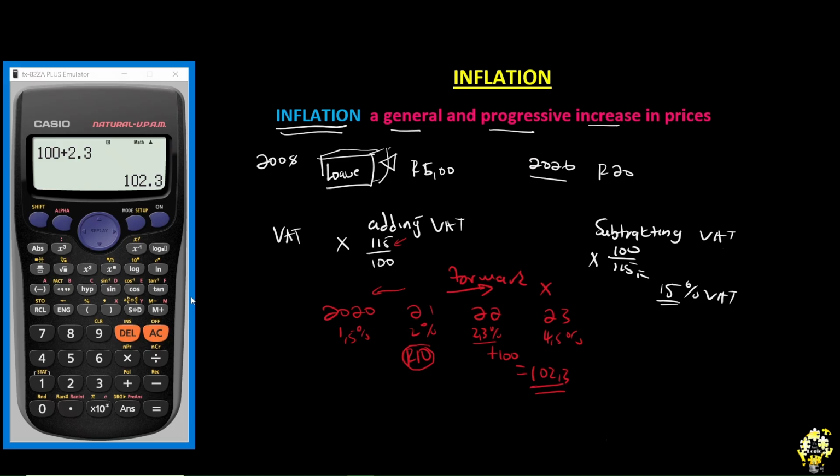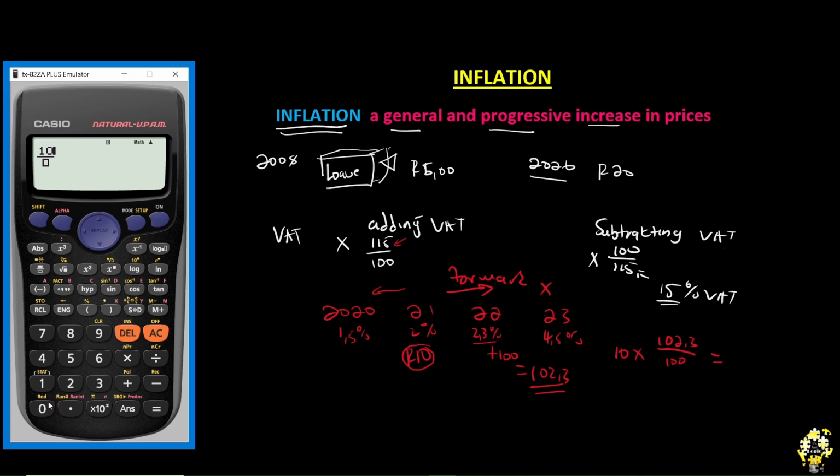So let's do this. Because we are going forward, we're going to say 10 multiplied by 102.3 over 100. If it's like this, it shows that we are going forward. We want to find the price for a year in advance, or for the year going forward. So let's see what we are going to get here.